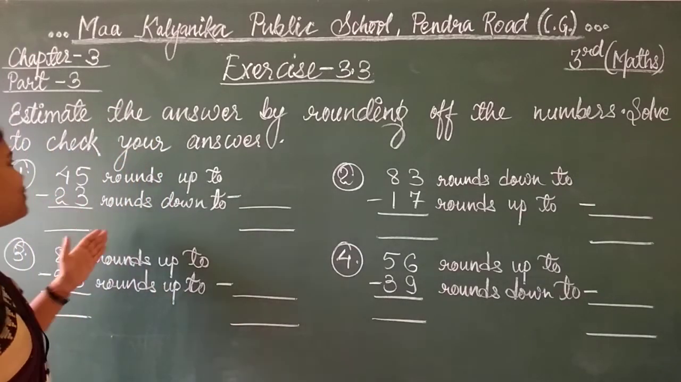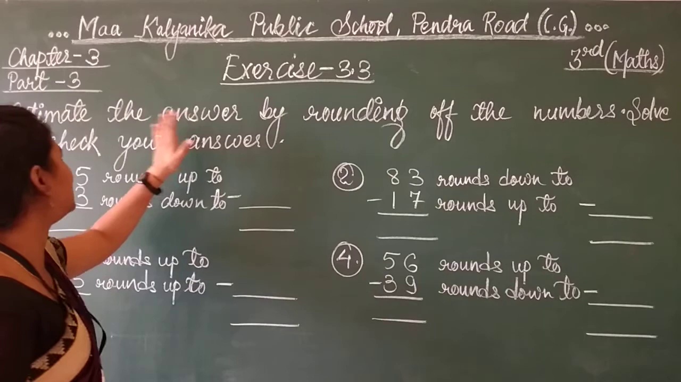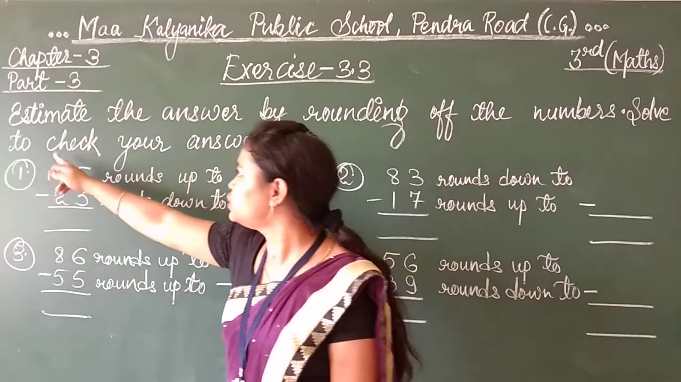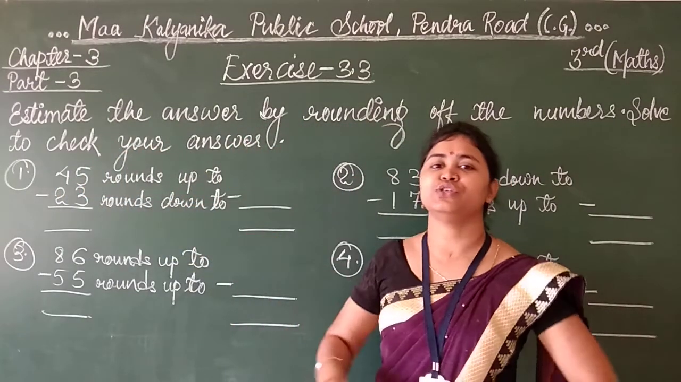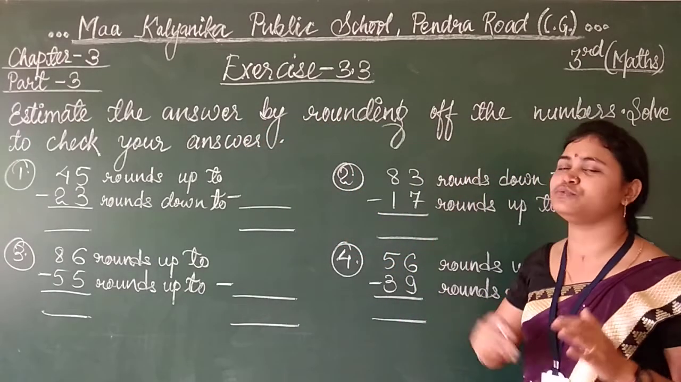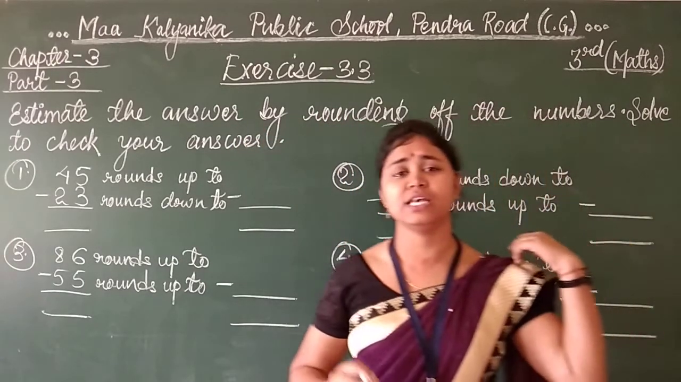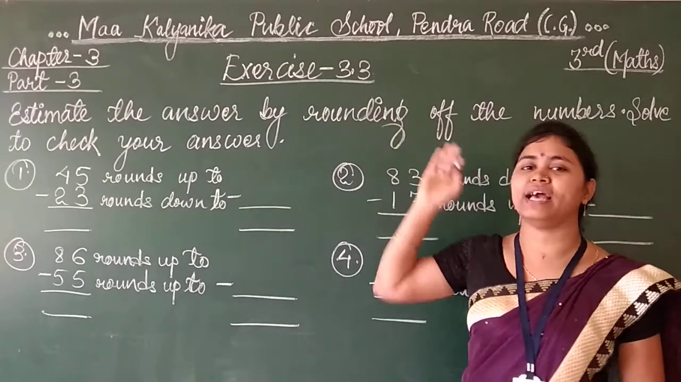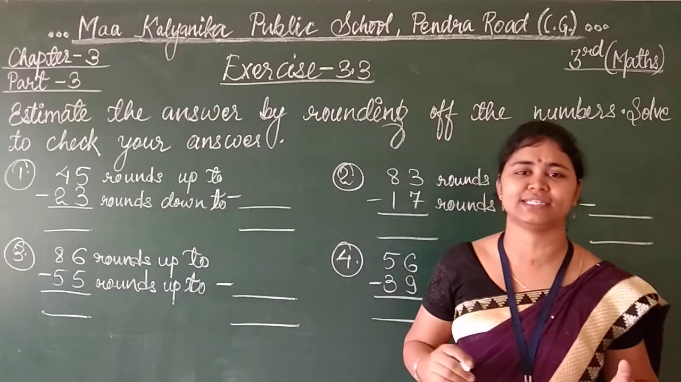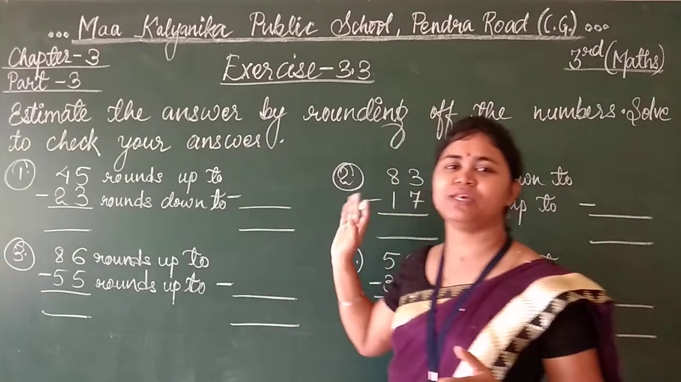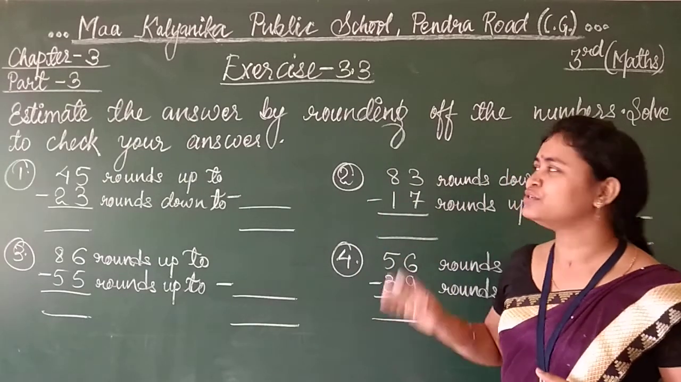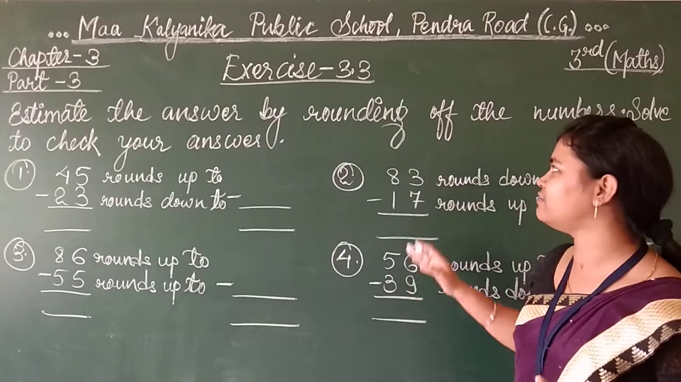So here students, the question is given: estimate the answer by rounding off the numbers, solve to check your answer. So you have to estimate, and here rounding off. These two terms are there students, means you know what is rounding off, as you have learned in chapter number 1: rounding off the numbers to the nearest 10. Okay, so here same thing you have to do. So here 4 questions are there and all 4 I will solve for you so that there should be no confusion in solving the questions.